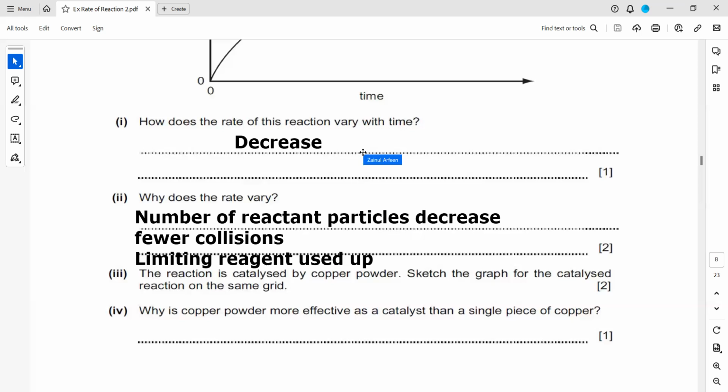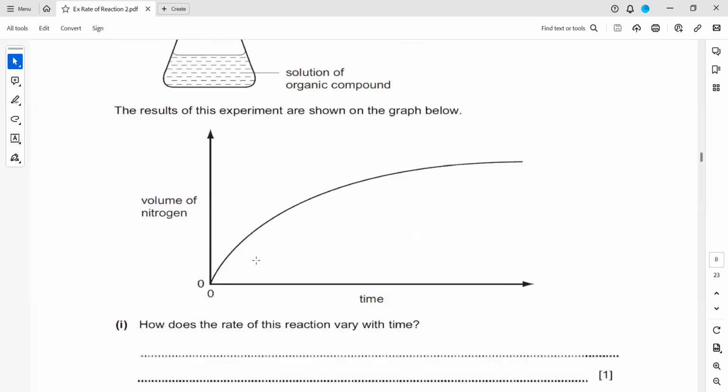The reaction is catalyzed by copper powder. Sketch the graph for the catalyzed reaction on the same grid. And why is copper powder more effective as a catalyst than a single piece of copper? Because copper powder has a large surface area. Even if we change the surface area of the catalyst, the reaction will be faster. Even if we change the amount of the catalyst, the reaction will be faster as well. If in one reaction I use 2 grams of catalyst and in another I use 4 grams, the reaction with 4 grams will be much faster than with 2 grams. But the final amount of the product does not change.